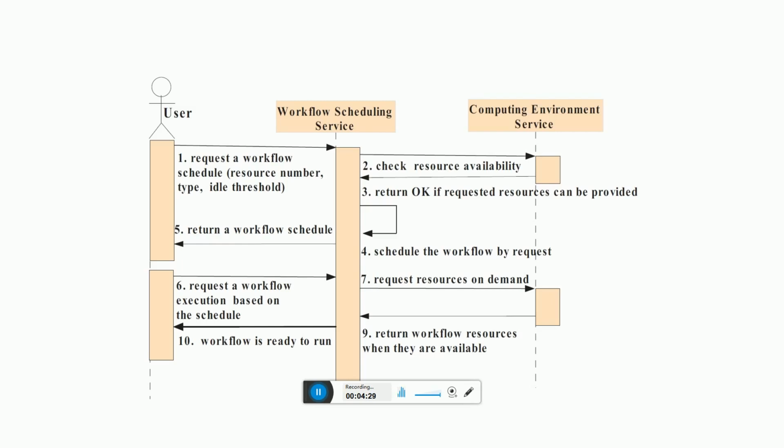The WSS forwards the user request to a computing environment service, or CES, which is provided by the service-oriented computing environment. CES checks if the requested resource types can be provided from the system, and then returns OK if the type can be provided. After that, WSS will schedule the workflow for the SOC environment.